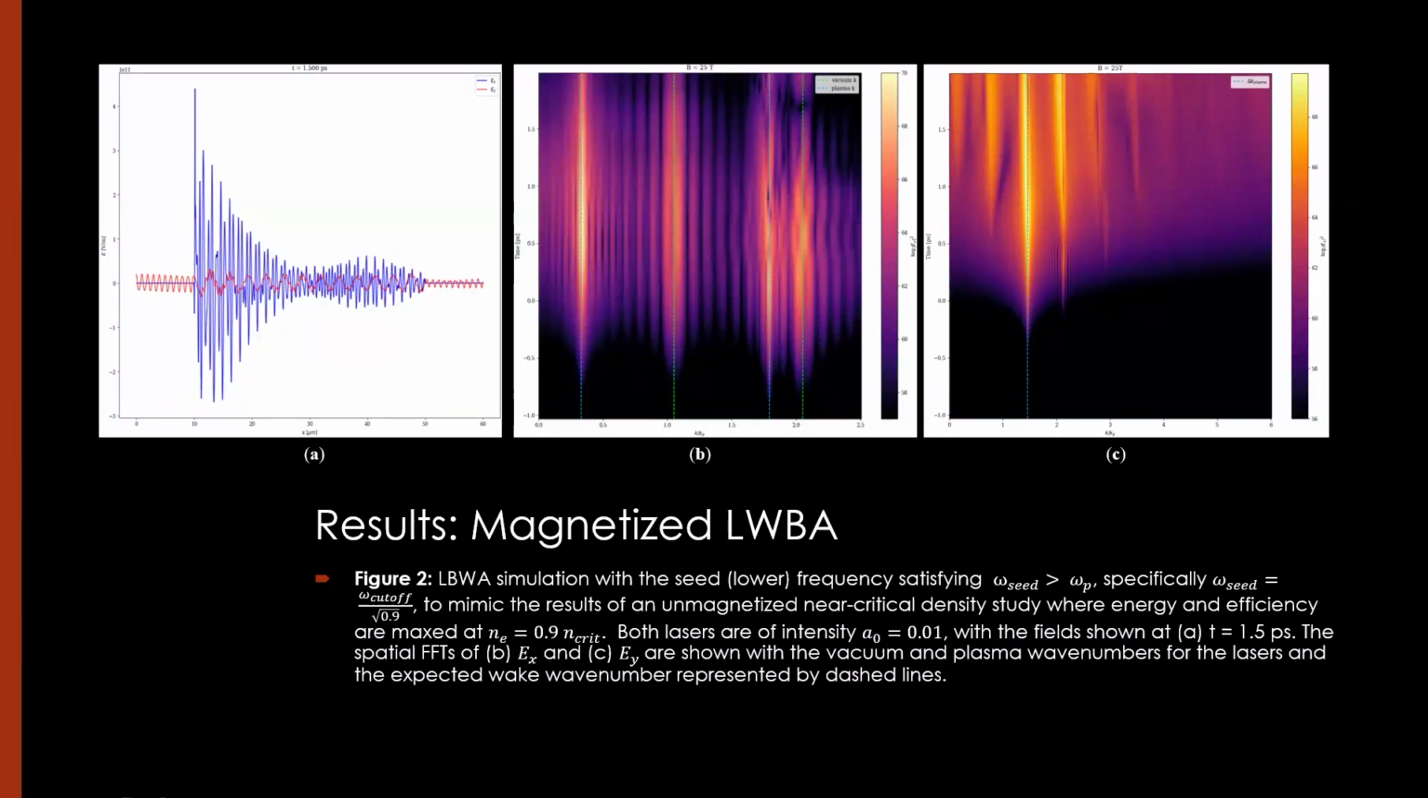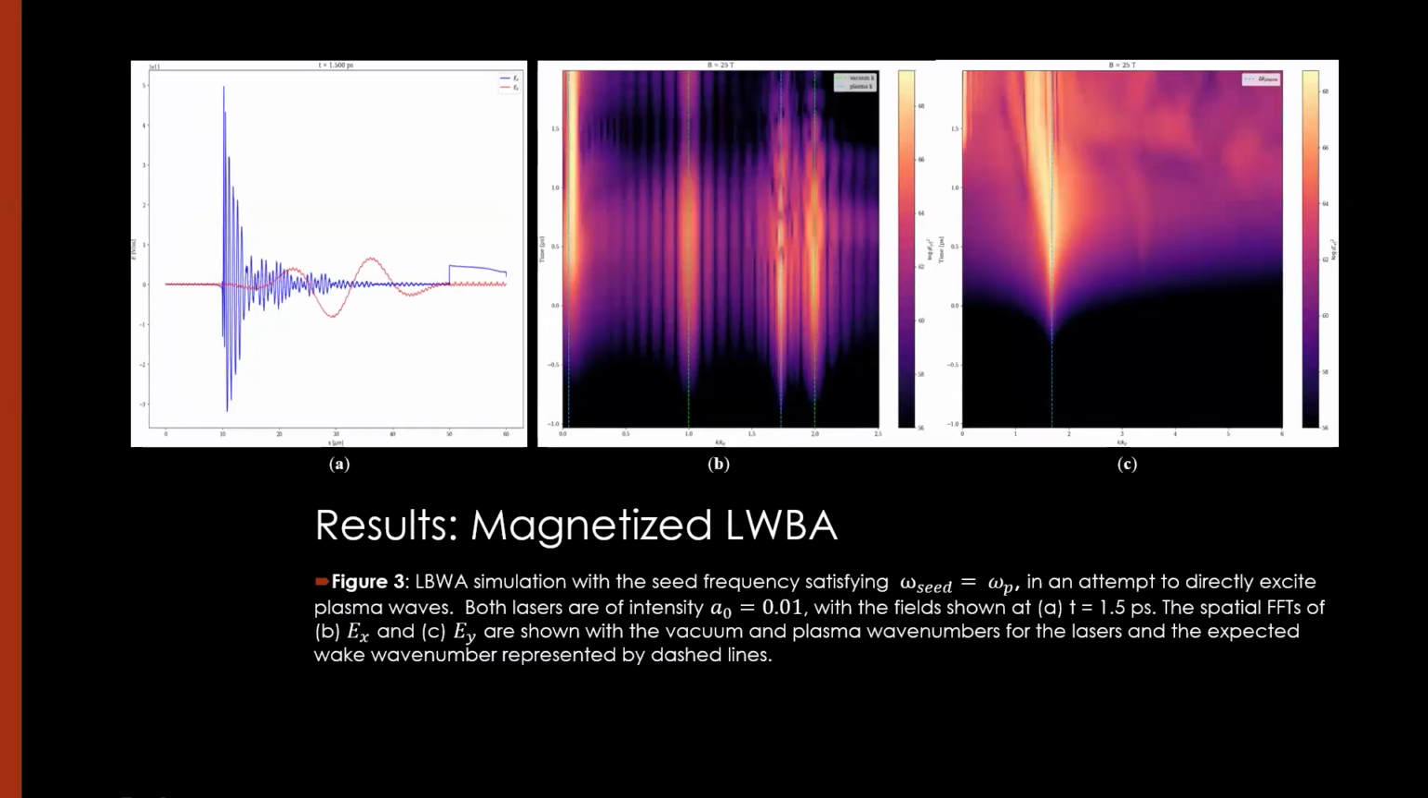And then we also have FFTs of the transverse field and the longitudinal field. So these here are the fields in vacuum where we would expect them. This is the fields in the plasma, again, where we expect them. The only thing we change here as well is that the laser intensity is a little lower. a naught is about 0.01. And then here we see the Ex field. The wave number is where we'd expect it from conservation of momentum.